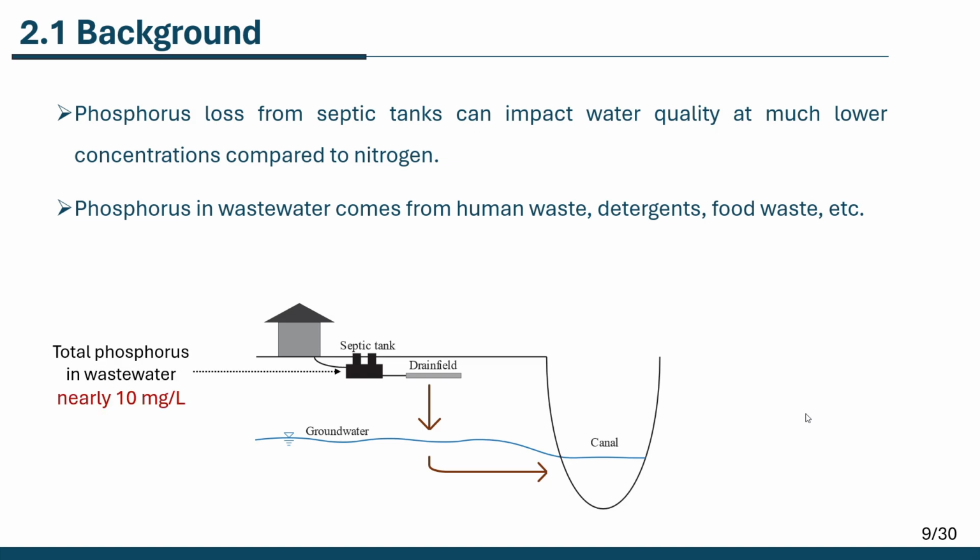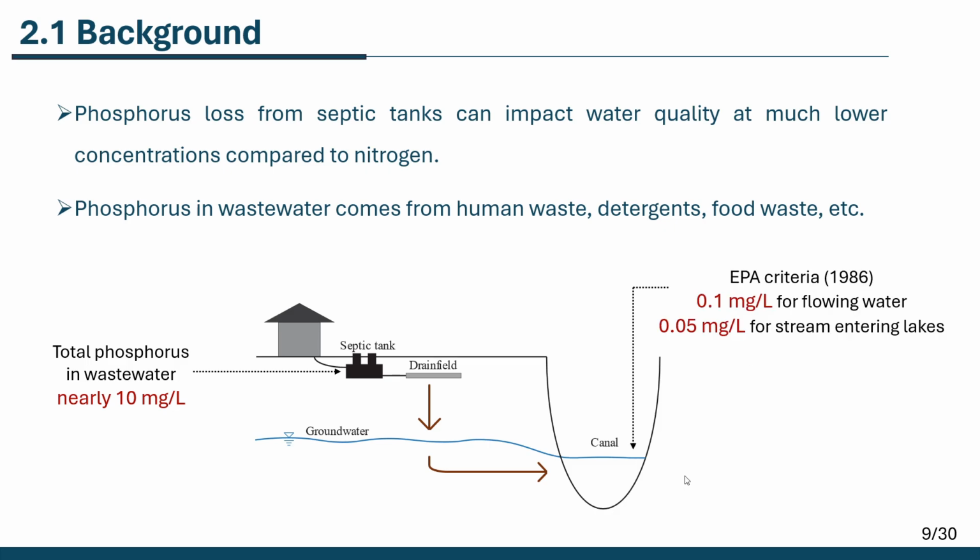As we can see in this figure, the total phosphorus concentration in wastewater is around 10 mg per liter. But if you look at the EPA criteria, it's just 0.1 mg per liter for flowing water and 0.05 mg per liter for stream entering lakes. That's about 100 to 200 times difference. This is why we developed the phosphorus function, because the phosphorus concentration in the OSTDS is so much higher than what the EPA recommends.